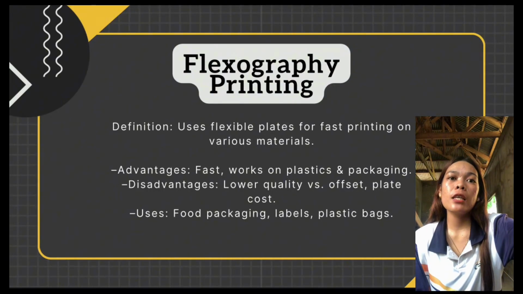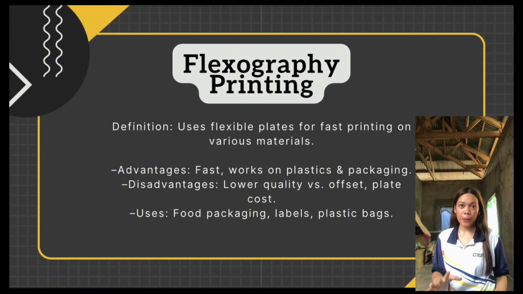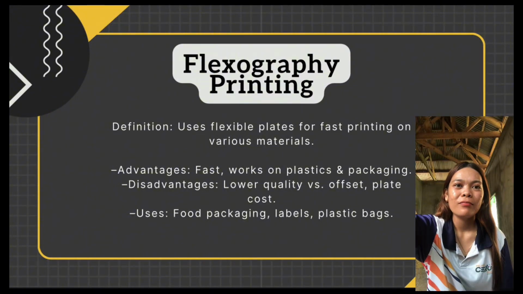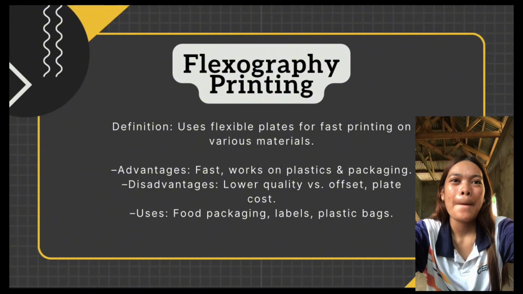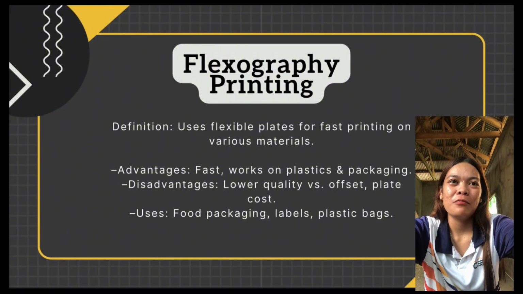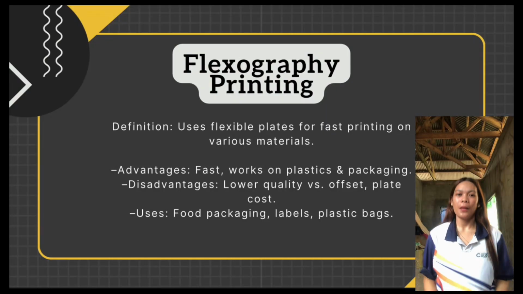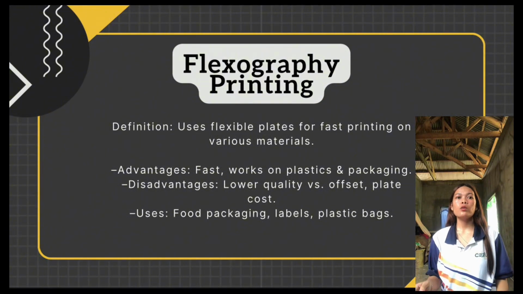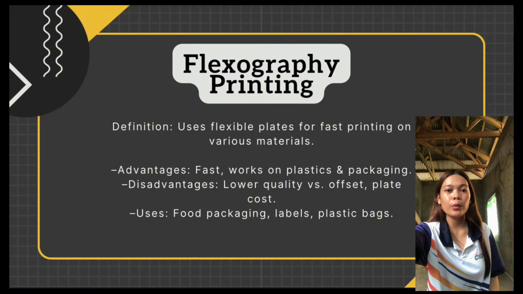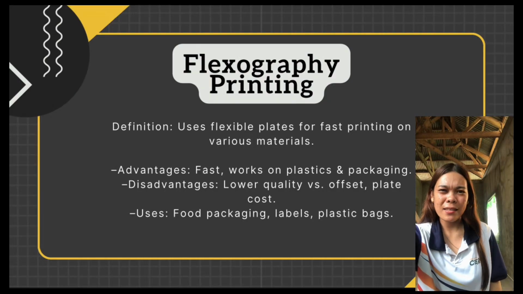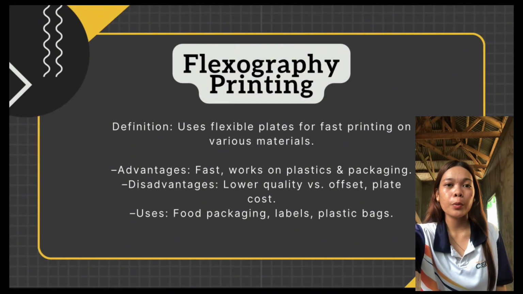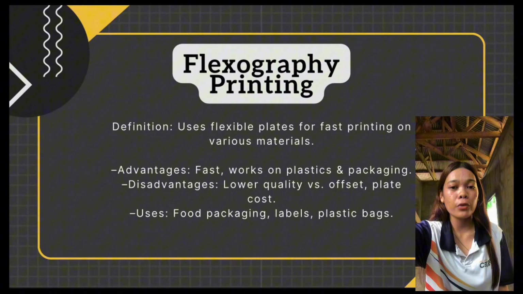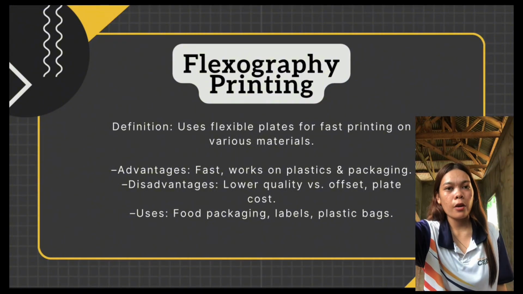It is a very fast printing process, making it perfect for high volume production. It can also print on almost any type of material, including newspapers, surfaces like plastics, metal, cellophane, and also cardboard. Its ink dries fast, and it is also suitable for packaging.